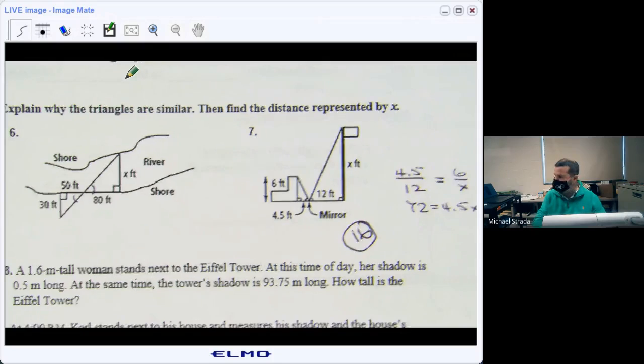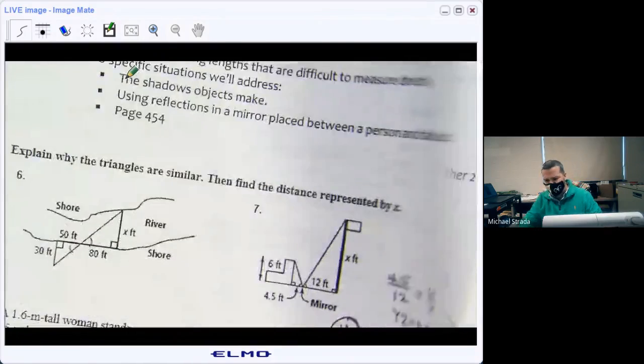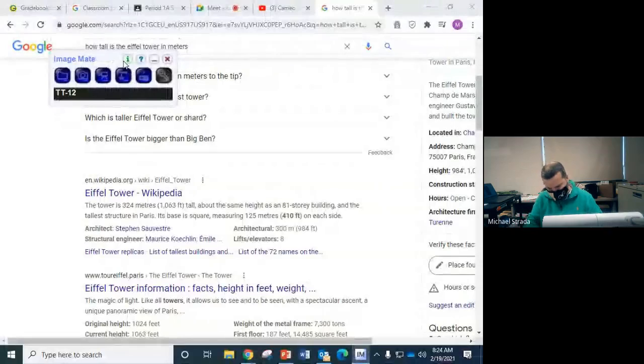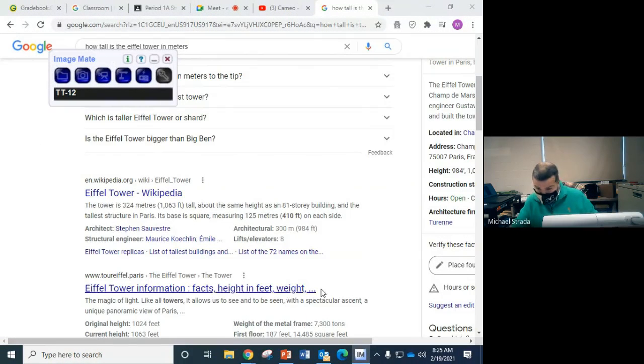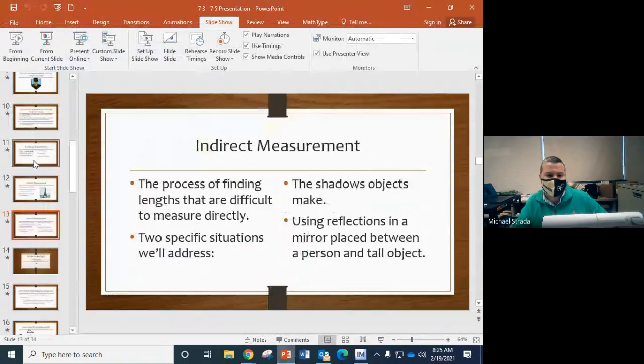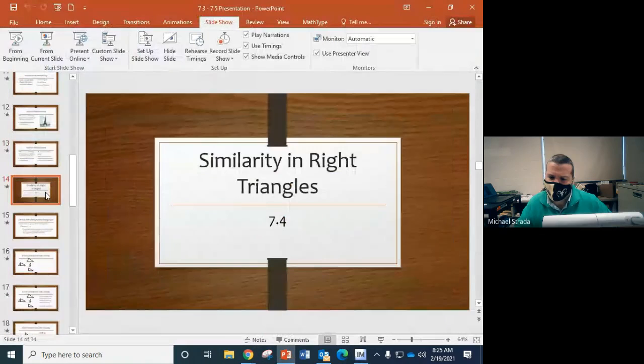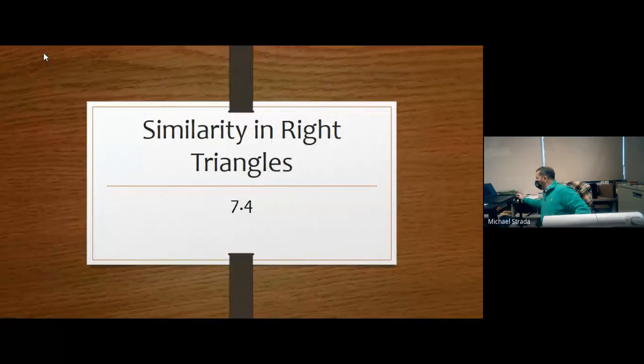Somebody's good? Okay. So let's talk a moment about the next section, 7.4, similarity in right triangles. We're going to take our time with this. We'll start it today. Whatever we get through, we get through. So similarity in right triangles.